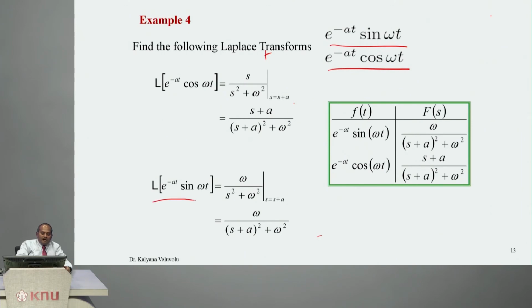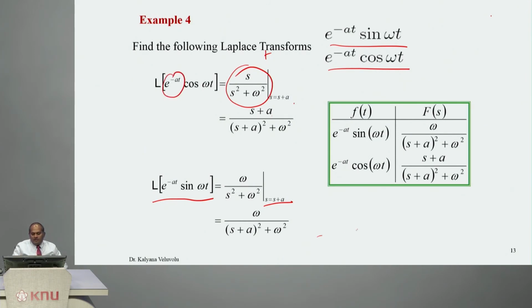In the same way, for the Laplace transform of e power minus at sin omega t, starting from omega by s square plus omega square, you substitute s equal to s plus a. So I get omega by (s plus a) whole square plus omega square. Now for e power minus at sin omega t, we have omega by (s plus a) whole square plus omega square. For e power minus at cos omega t, I have (s plus a) by (s plus a) whole square plus omega square. It's important to remember these functions and understand that when you have e power minus at, you have this form.